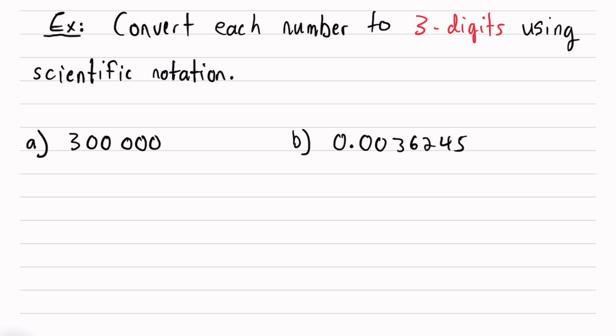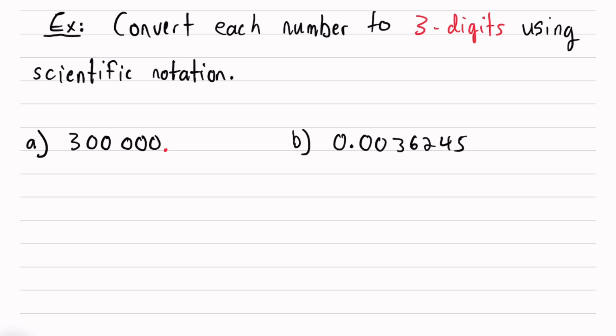Okay, so let's convert each number to 3 digits using scientific notation. So I have 300,000 for the first one. Now, this one doesn't have a decimal spot. So what we do is, if it doesn't have a decimal spot, you assume that there's an invisible decimal at the end. And we're going to move it all the way until we reach the first digit.